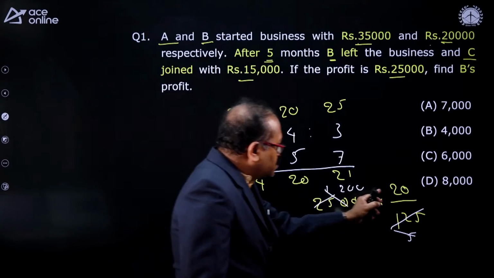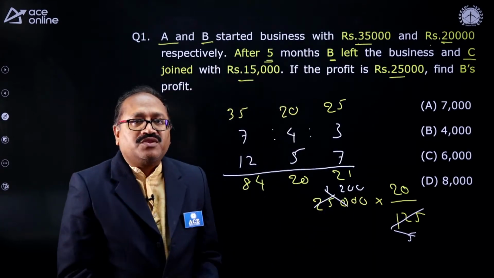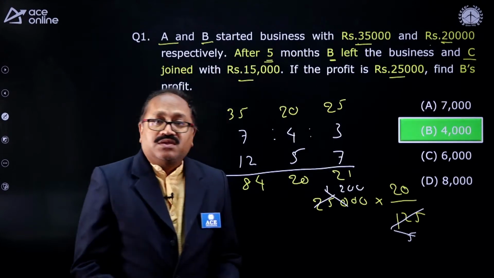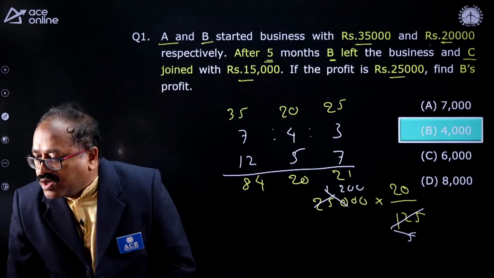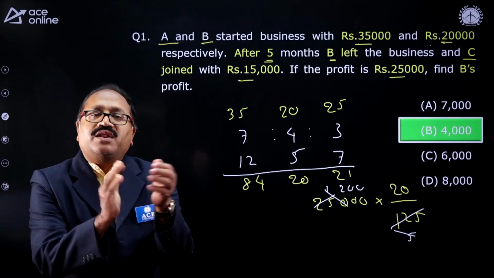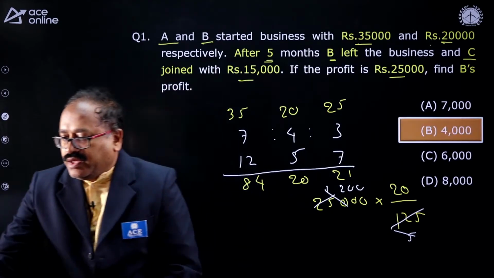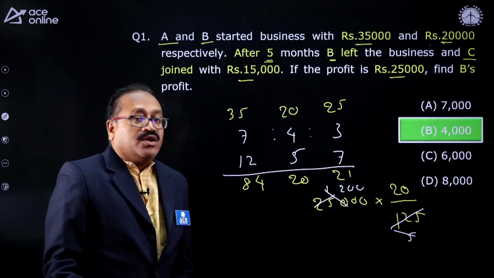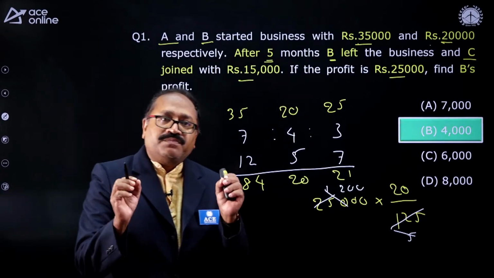So, finally, that is 200 into 20, that's 4,000, and 4,000 is your answer. Okay, option B, Rajita Reddy. Wow, well done. Rajita madam. Okay. The next question.